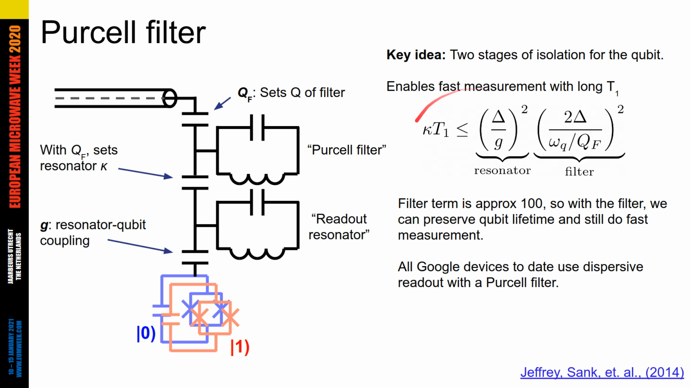And so when you put this all together, you find that this first term is what you're getting just from the readout resonator, and this second term here is what you get by adding the Purcell filter. The Purcell filter term is usually on the order of 80 to 100, so it really makes a big difference. It lets you make this constant about 100 times bigger, which you could interpret as saying that for a given readout speed, you can make the qubit live 100 times longer. All of the devices we make at Google use dispersive readout with a Purcell filter, so now you know the basic idea of how a readout works.